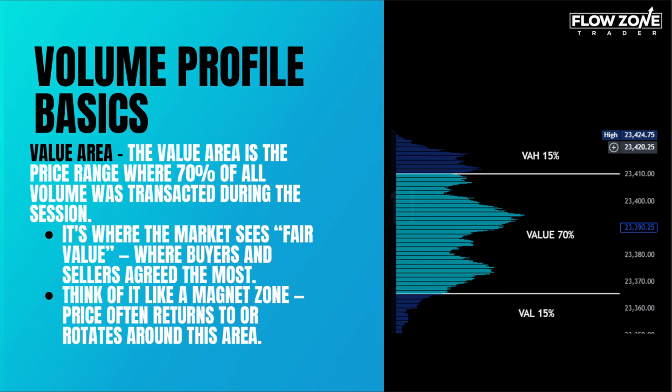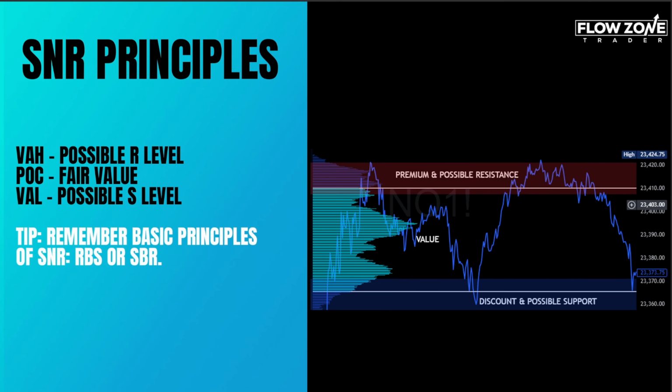You can think of the value area like a magnet zone, and it's where buyers and sellers agree the most on price because it's where they've spent most of the time. So let's go back to that original image, the one we traded and showed a trade thesis for. And let's talk about some support and resistance principles.